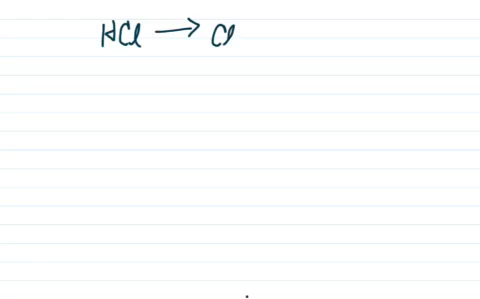So it would be chloride ion. For water, what is its conjugate base? I need one less hydrogen, so OH and a negative charge. So we get hydroxide.